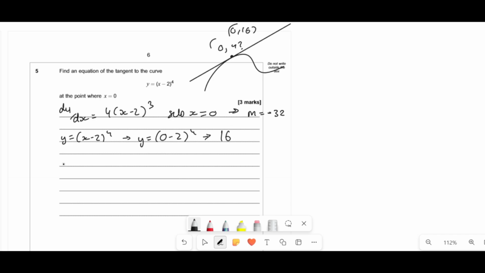To find any equation of a straight line, you need to use y minus y1 equals m times x minus x1. No excuses. I could see all these other weird techniques. None of it is allowed. This is the only way. So it would be y minus y1, 16, equals m, which is minus 32, times x minus 0. So that means that y minus 16 equals minus 32x. And is there any specific form they want it in? No, I'll just put it as y equals minus 32x plus 16.